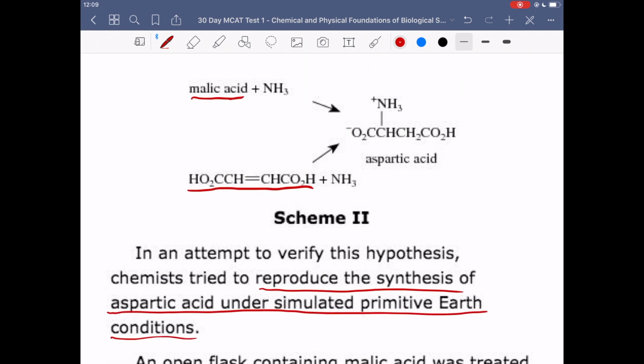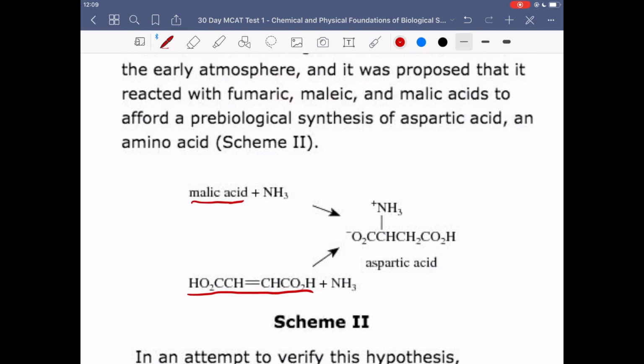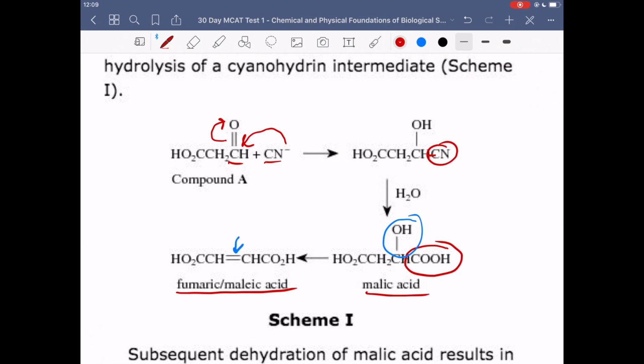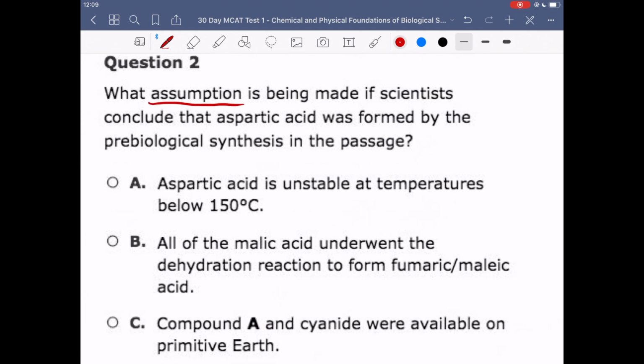But the assumption that they're making is that this is how aspartic acid was made in primitive earth conditions, which means that malic acid must be available, ammonia must be available, and fumaric and maleic acids must be available. And fumaric and maleic acids are made initially from this compound, compound A, and then cyanide. So everything that's going on in schemes 1 and 2, they're assuming that they're available on primitive earth in order for aspartic acid to actually be made using this pathway. So that is the assumption that they're making.